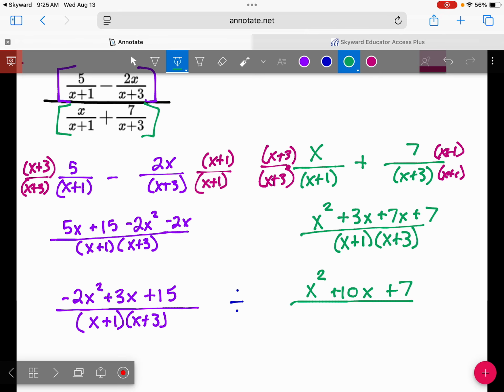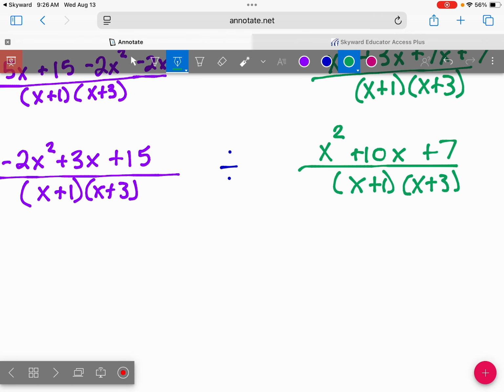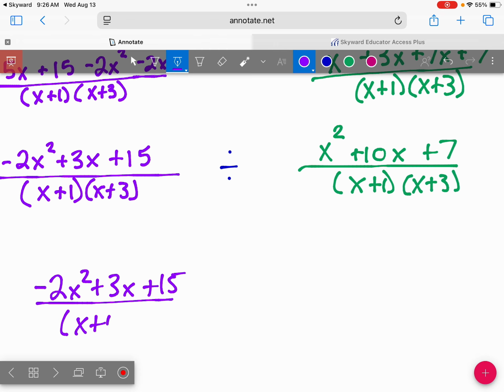What was that? Keep, change, flip. So the first fraction stays the same. If you don't want to write it again, you don't have to if you want to do that all kind of in one step. Our first fraction stays exactly the same. It keeps minus 2x squared plus 3x plus 15 over the same x plus 1, x plus 3.